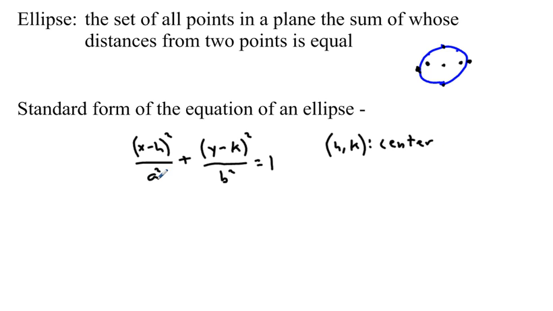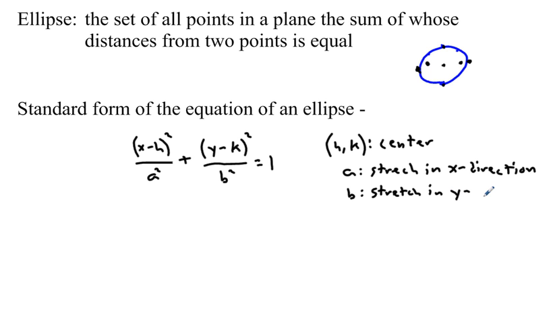Now, this number down here below the x's, a is going to tell us a stretch in the x direction. Okay, so whatever's below the x's, the square root of that is the stretch in that direction. Likewise, the b is going to be the stretch in the y direction. Now, sometimes the stretch in the x direction is more than in y, which makes your ellipse go left and right. Sometimes the stretch in the y direction is more than x, which makes your ellipse go up and down.